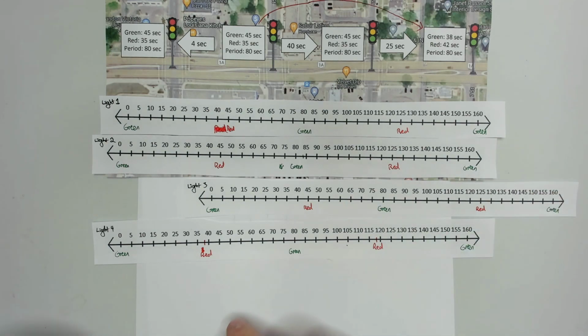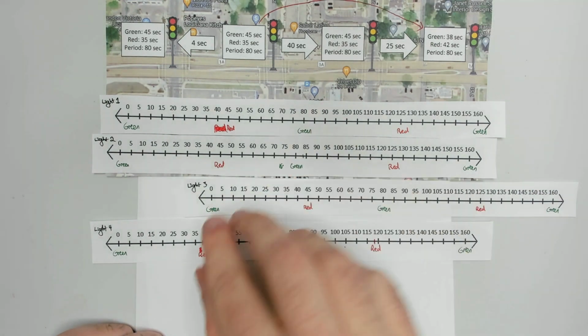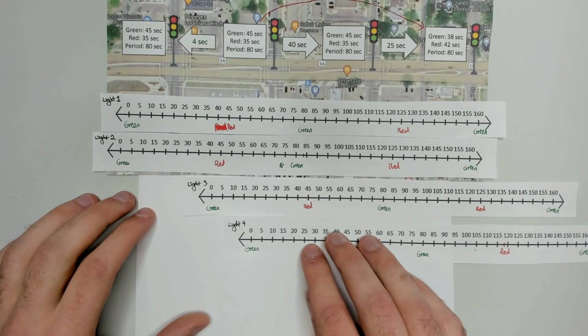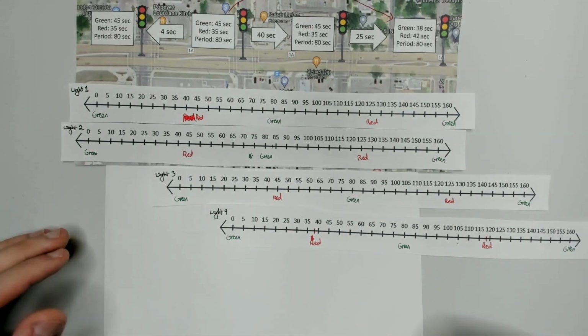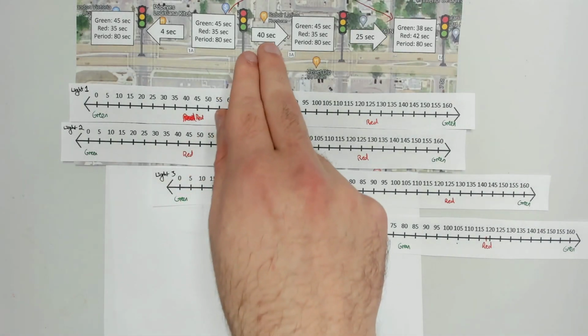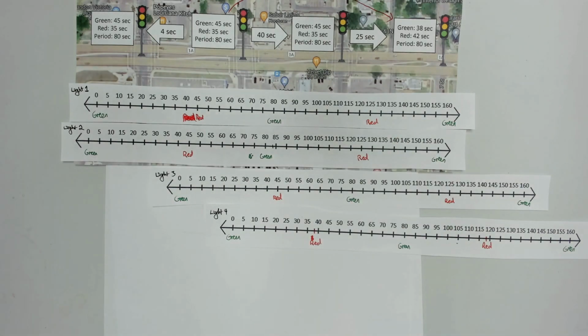And let's also consider light 4. So light 4 is 25 seconds after light 3. So if we line it up at light 3 and then add 25 to it, that'll take us over here. And we also see that this 0 will line up with 65 with light 2, which we saw that 40 plus 25 was 65. So it still lines up with everything properly. But now we kind of see why these lights could be problematic.